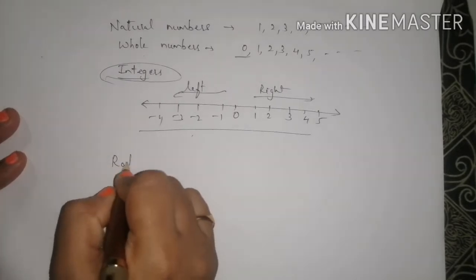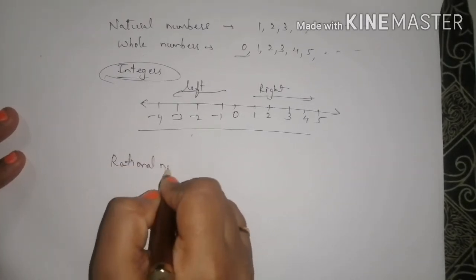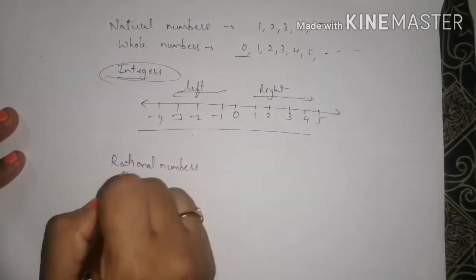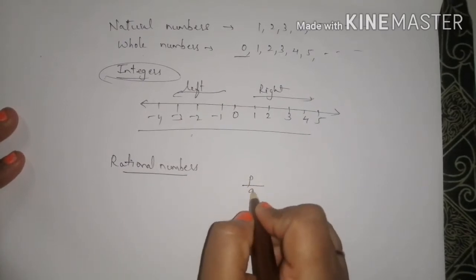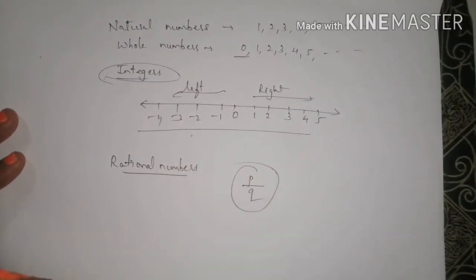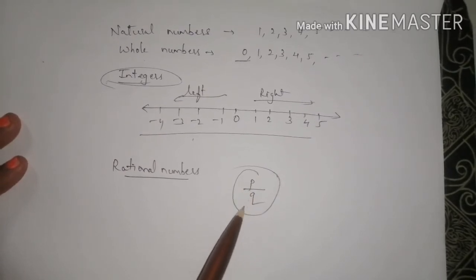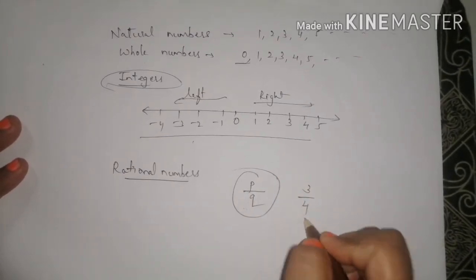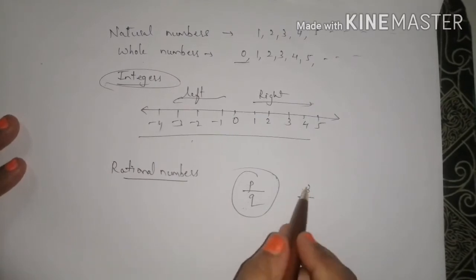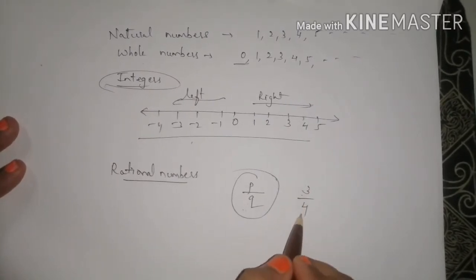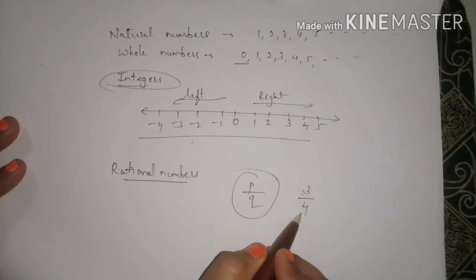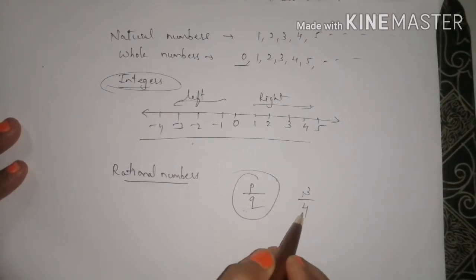Now what are rational numbers? Rational numbers are numbers which are in the form of p by q. In the simple sense, they are in numerator and denominator form. Suppose it is 3 upon 4. It is in p by q form: the numerator is 3 and the denominator is 4.